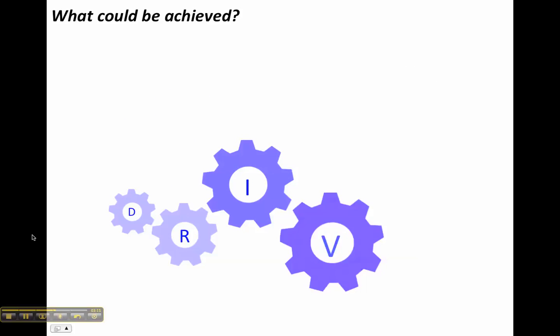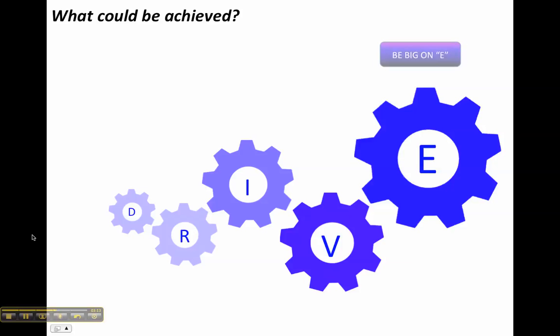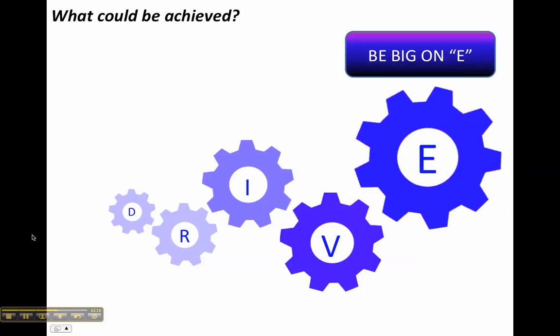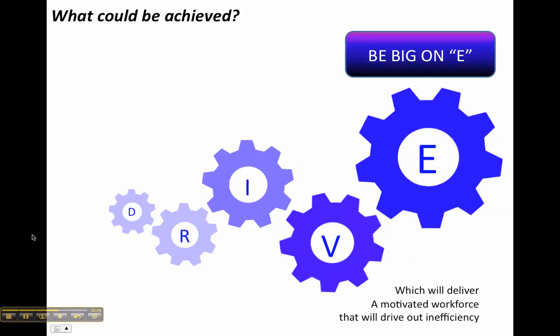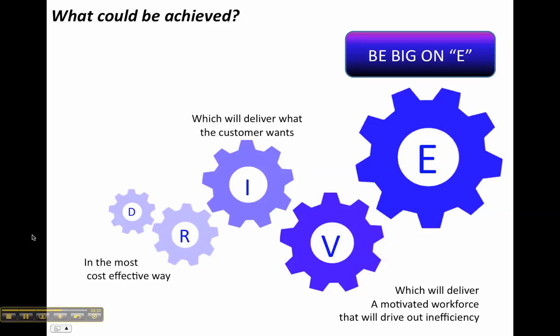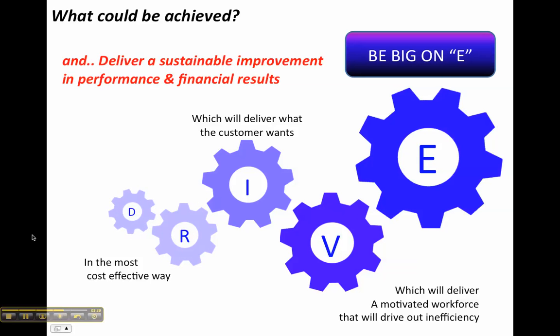So now let's think about what could be achieved using the Balanced Scorecard. If we focus on E, which is our evolution engine, that will create a motivated workforce that will drive out any inefficiencies in your organisation. That will result in your customers getting what they want when they want, because you've now got an organisation behind what they want to have delivered to them. That will result in you doing it in the most cost-effective way, and that will result in you delivering a sustained improvement in results and performance of your organisation.